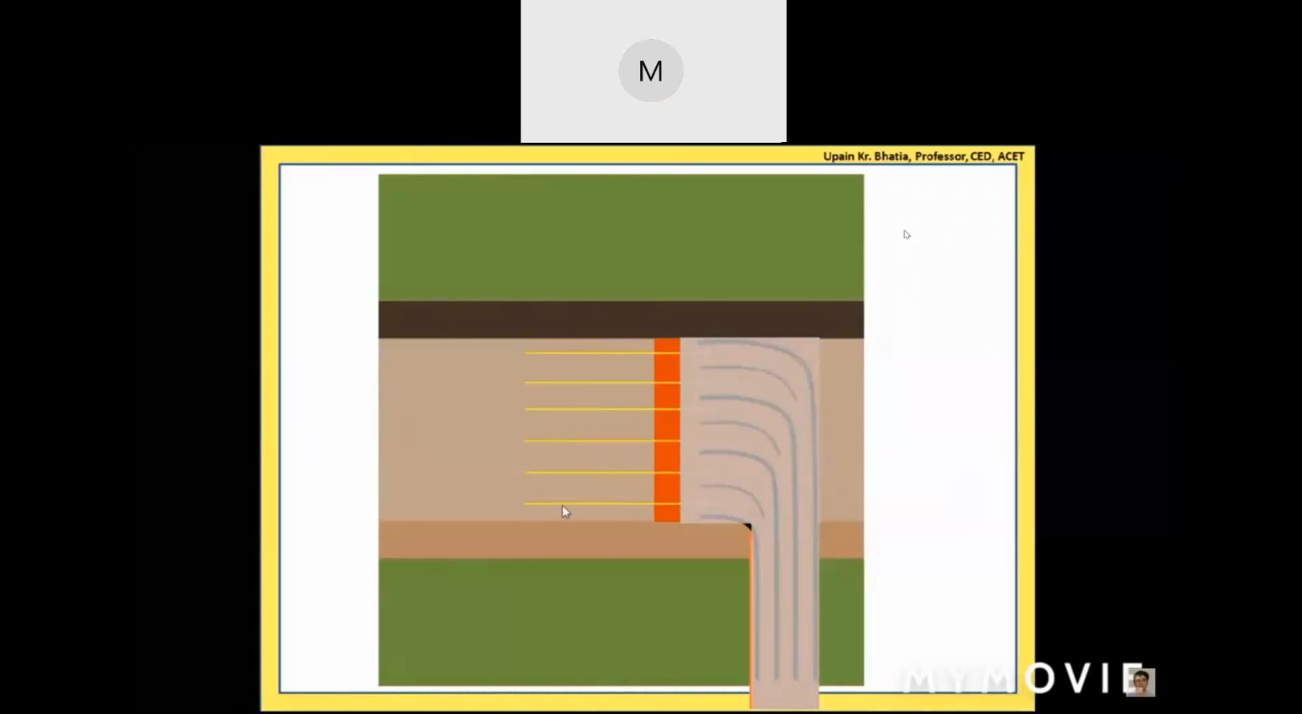The yellow lines again indicate the bottom layers with high silt content. They move along the bed, and here you can see they have entered below the diaphragm slab. I have made this slab a little transparent so that you can see these walls also. So where these flow lines are entering, they are ultimately diverted here and go sideways.